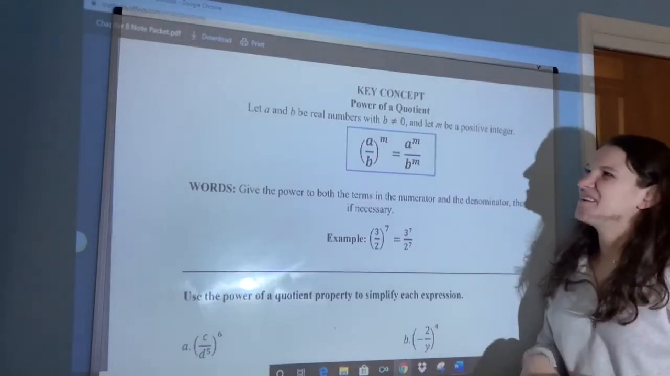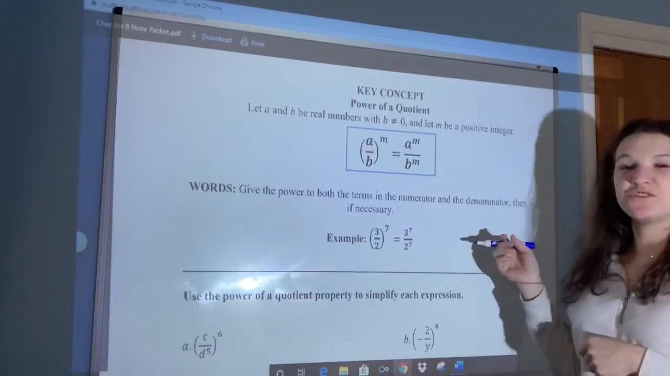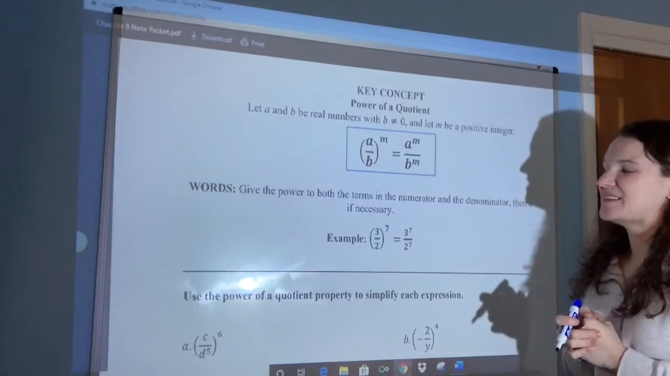All right, we're back, guys. Our next concept with working with properties of exponents is power of a quotient. Okay, let's see what this is involved with.